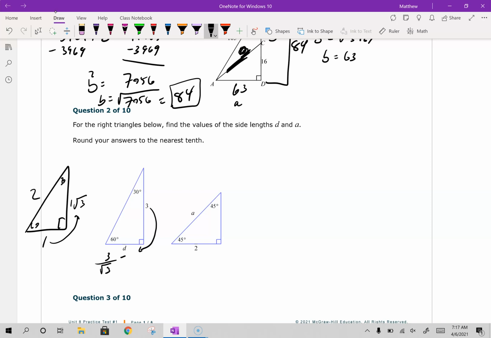And it wants us to do it to the nearest tenth. So we do 3 divided by the square root of 3, which is 1.732 approximately. So we round to the nearest tenth, so 1.7.